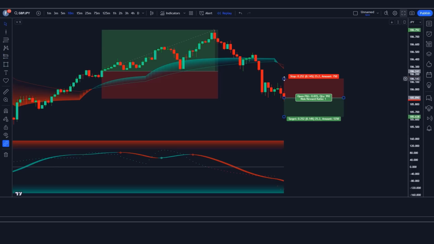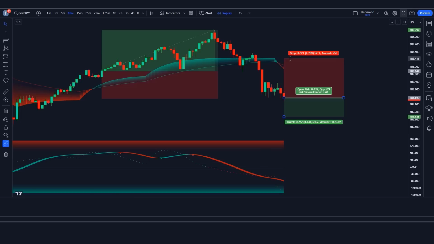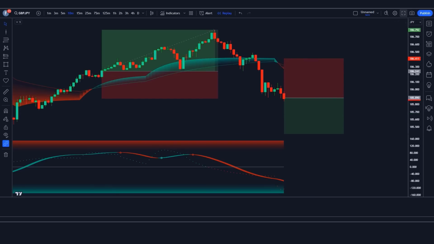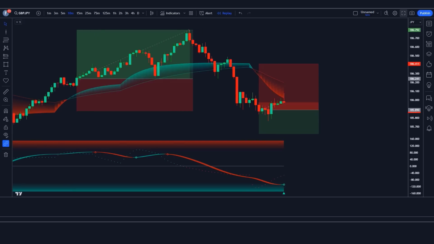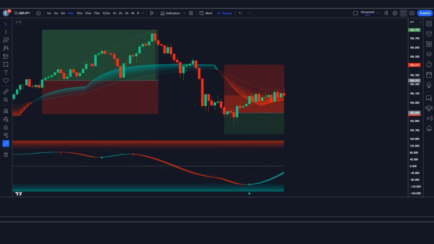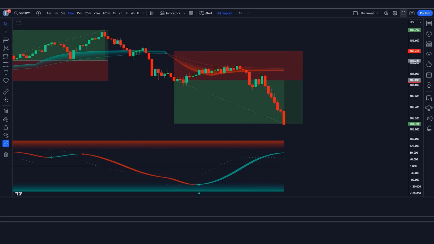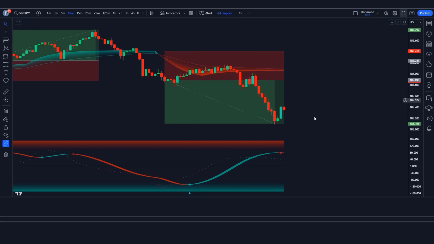Our stop loss is to be placed at the previous high of the liquidity area, and the risk to reward ratio will be 1:1.5. Let's see what happens to our trade. Our trade is running in profit. We have won the trade. Let's find the next trade.